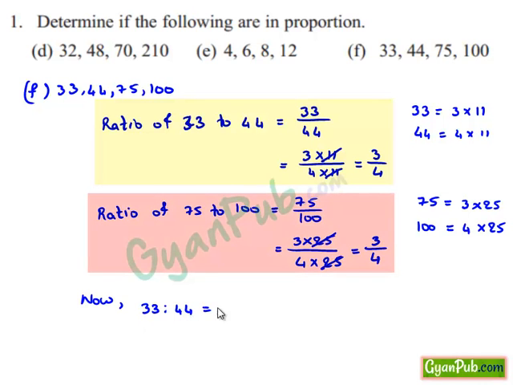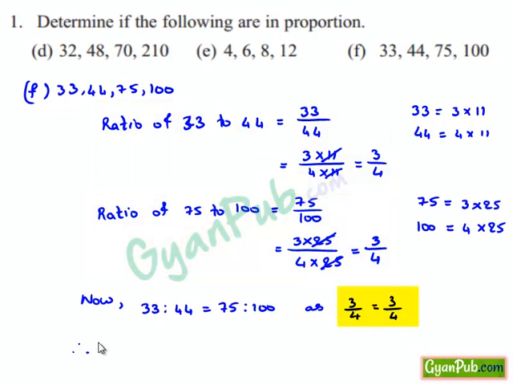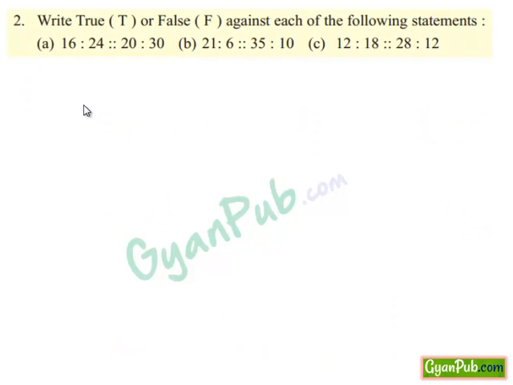Now from the above two ratios, we can say that 33:44 is equal to 75:100, as 3 upon 4 is equal to 3 upon 4. Therefore, we can say that 33, 44, 75, 100 are in proportion, as we know that if two ratios are equal, then they are in proportion. Moving on to the second question, write true or false against each of the following statements.